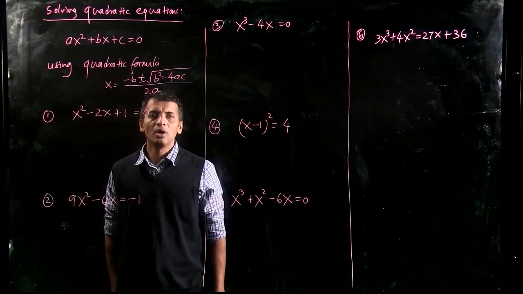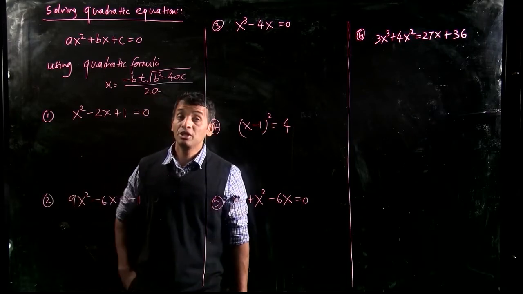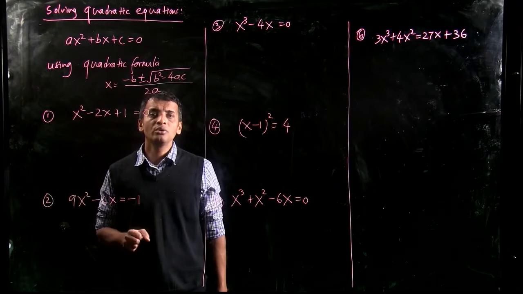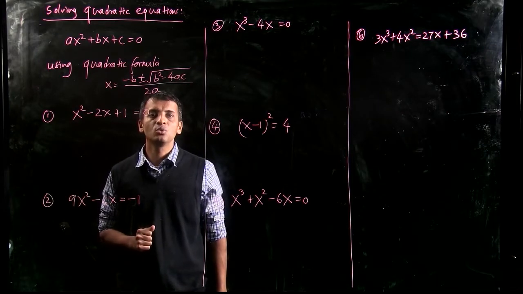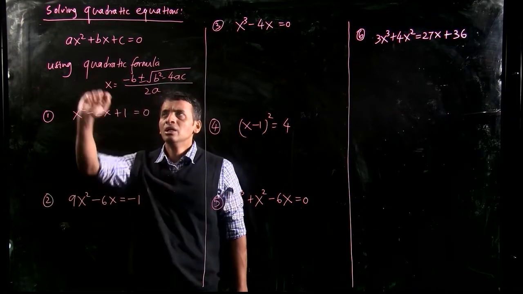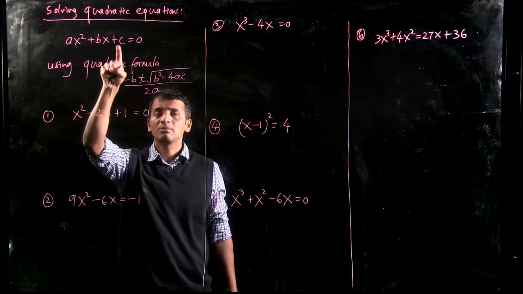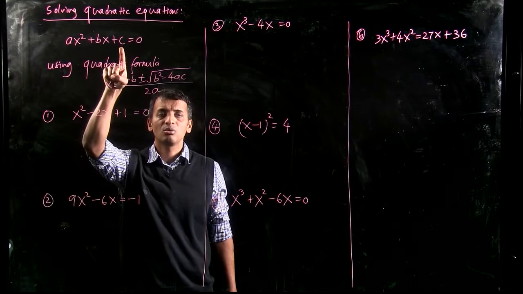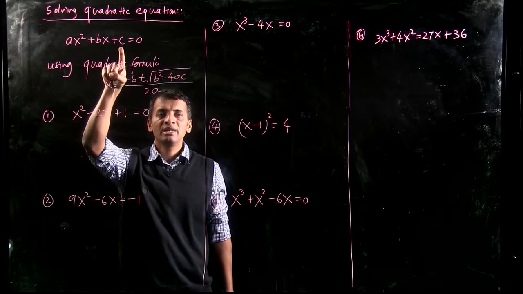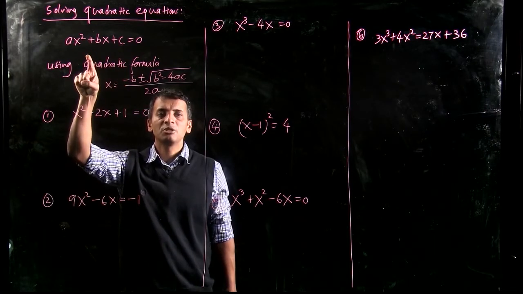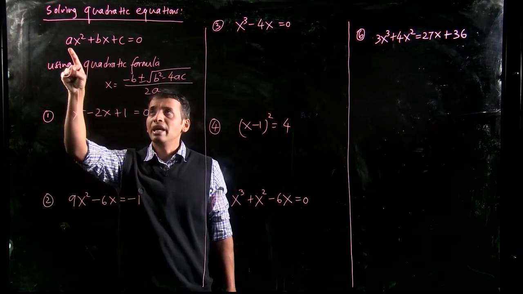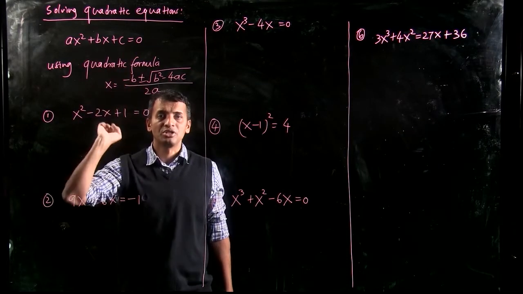Hi, in this video I'm going to show you what a quadratic equation is and how we solve a quadratic equation using the quadratic formula. Any equation of the form ax squared plus bx plus c equals 0 is called a quadratic equation, meaning that the highest exponent of x must be 2, and a, b and c are any numbers there.